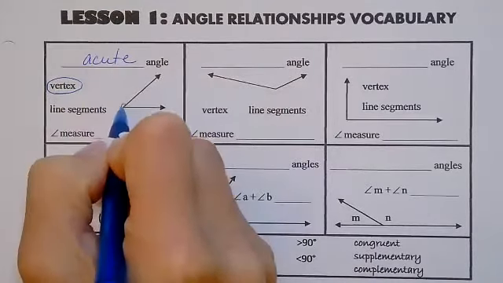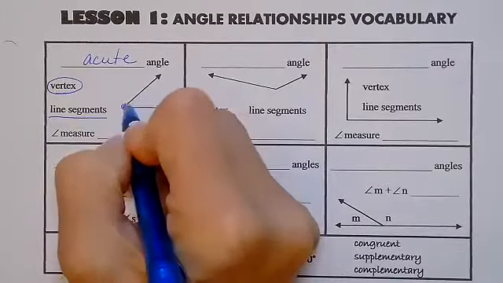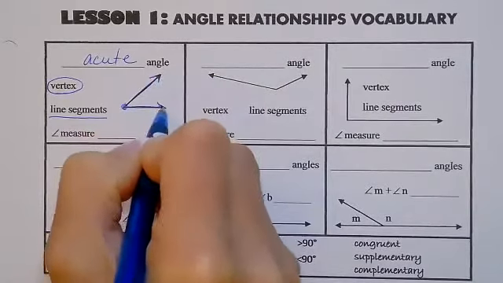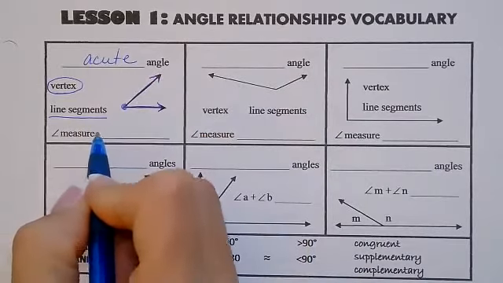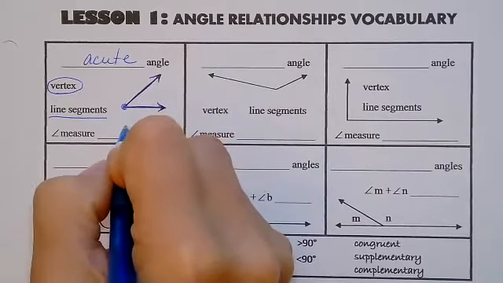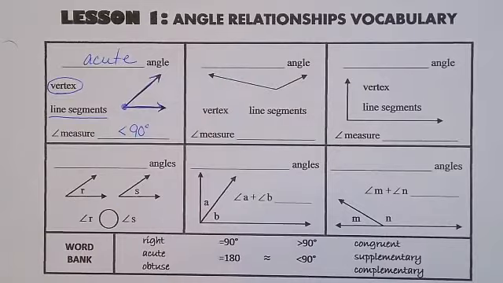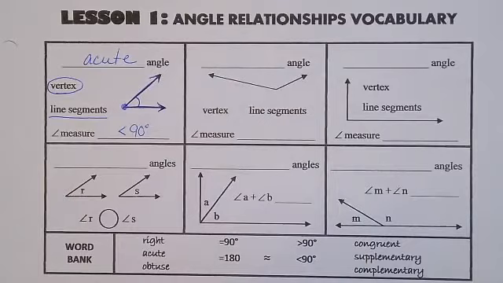Its vertex is here, and its line segments are here. The measure of an acute angle is less than 90 degrees. This is how you would draw it. Okay, so that's an acute angle, and it is less than 90 degrees.